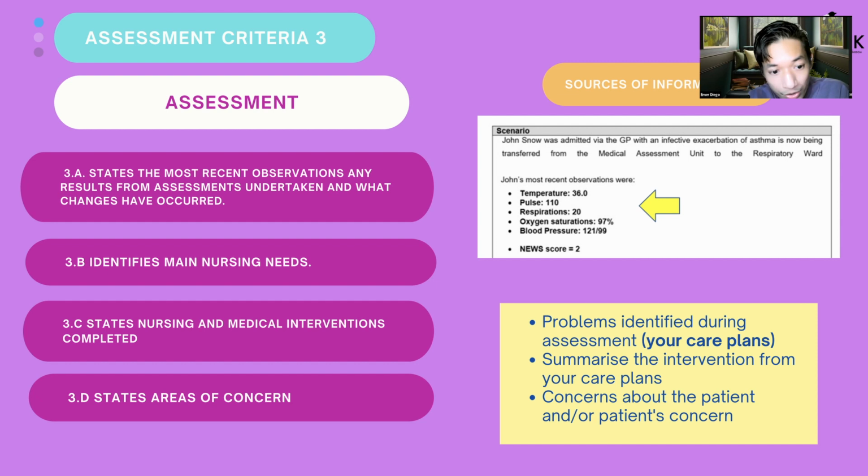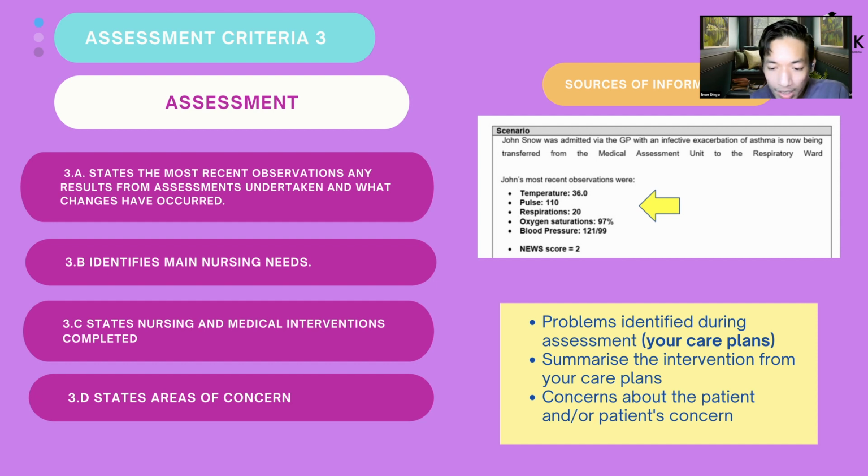Remember on your evaluation paper, on the first page, you will see the patient's recent vital signs. So for 3A, you're basically reading the things written on your paper. Let's say John's most recent observations were as follows. But make sure, guys, when you're doing 3A, you have to analyze this and compare it with your previous assessment.